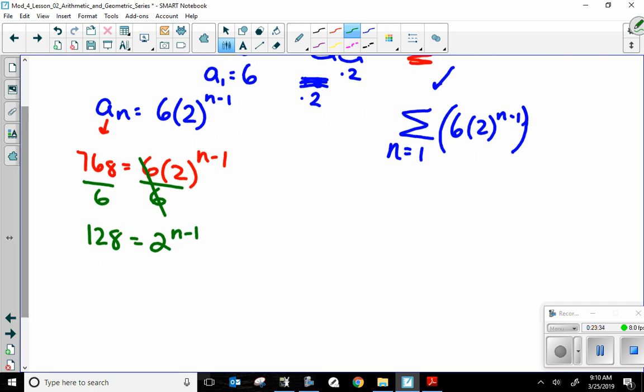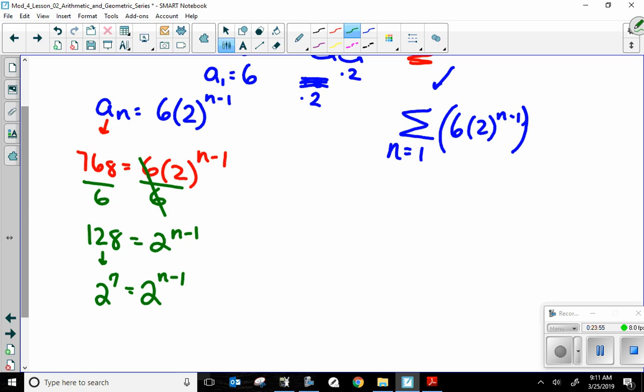2 is a base. We're going to use something called same base. Just follow me here with this. You don't have to understand it. We have a whole lesson coming up on this. 128 is 2 to the 7th. 2 to the n minus 1. If the bases are the same, the exponents have to be the same.